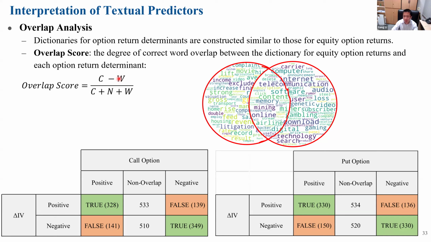Okay, and we only keep those overlapped words with the correct signs, that have the same direction to forecast the equity option returns and the corresponding option return determinants. The overlap score is then defined as the number of correct overlapped words between these two dictionaries, minus the incorrect overlapped words, divided by the total selected words. So a higher overlap score means that these two dictionaries have a higher proportion and largely reflect a similar information set extracted from the news media.